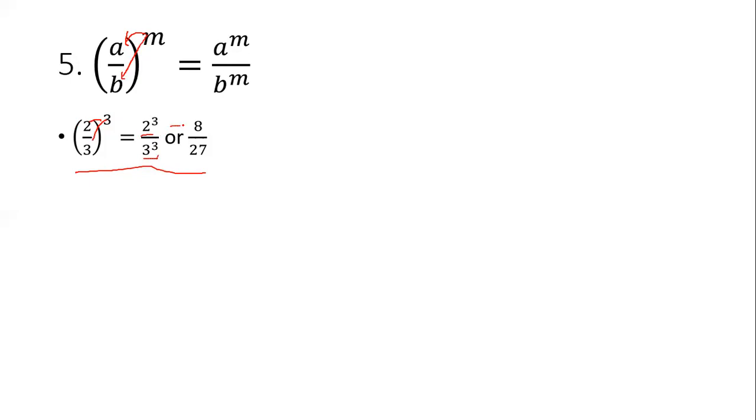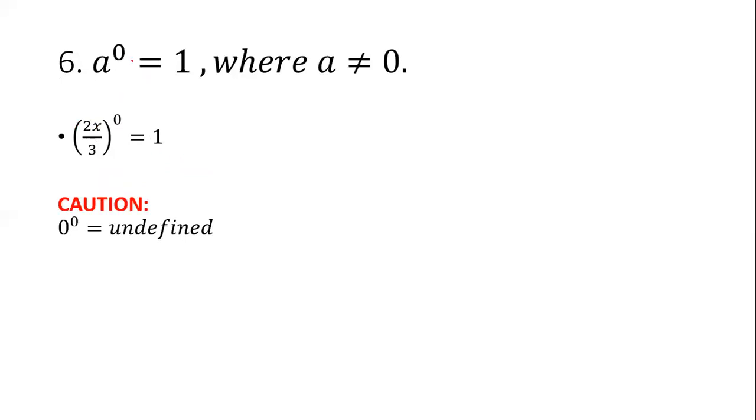Yung 2 cube, that is equivalent to 8. Yung 3 cube, that is equivalent to 27. As simple as that. Number 6. A raised to 0 is equivalent to 1, where A is not equivalent to 0. So dito po meron po tayong exemption. Kahit anong value po ng A, basta ang exponent niya ay 0, ang magiging sagot po natin ay 1.